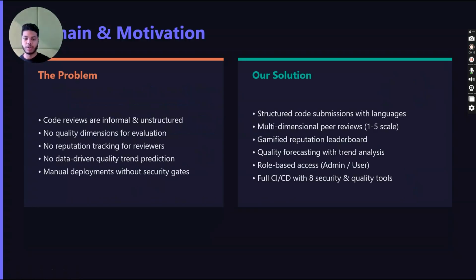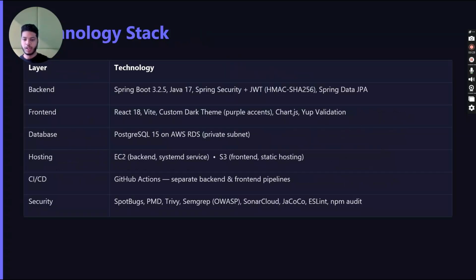Peer code review structure and the code processes. The platform tracks the review dimensions, reputation scoring, and quality forecasting. All deployed through the CI/CD pipeline running security and quality tools.